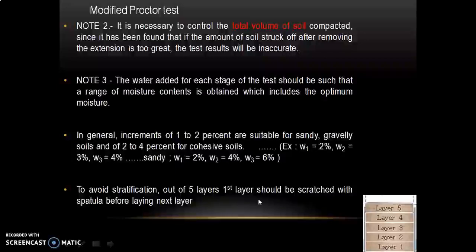To avoid stratification, all the layers have to be placed in such a manner that there is proper mixing of the soil. That means after laying the first layer, the top of the first layer has to be scratched with a spatula before laying the second layer. Again, after laying the second layer, the top of the layer has to be scratched before laying the third one, and it has to be continued for all the layers in order to see to it that there is proper mixing of the soil laid in each layer.